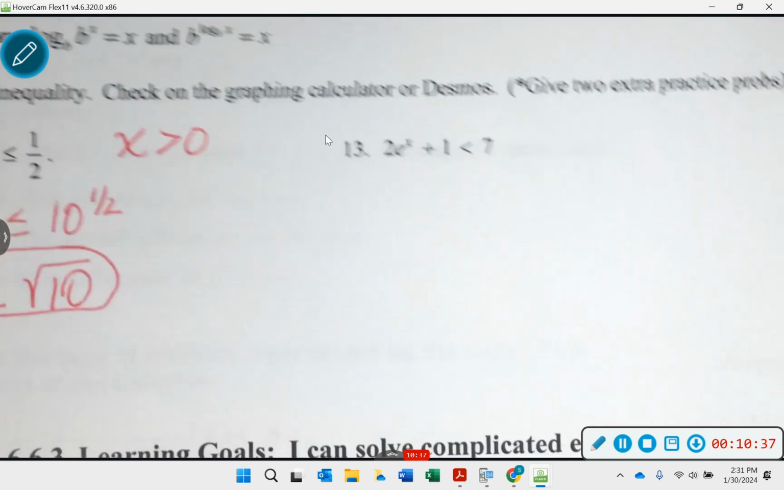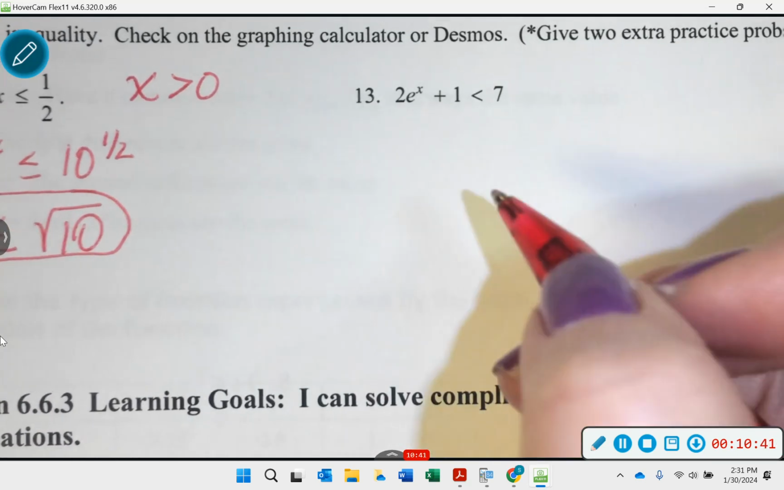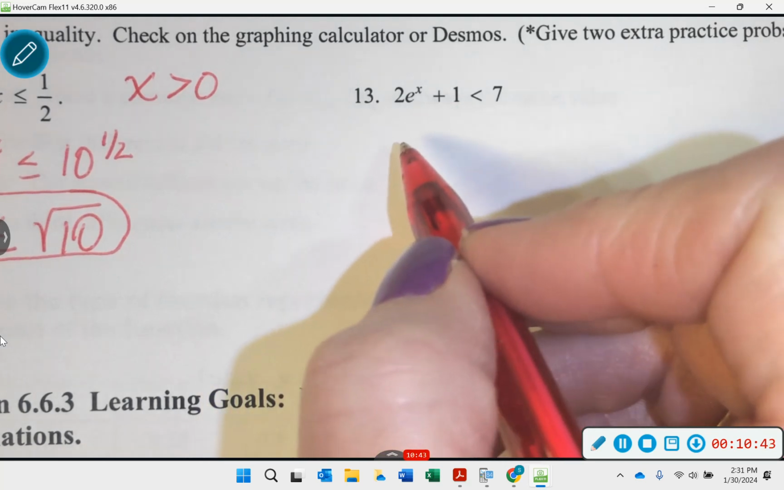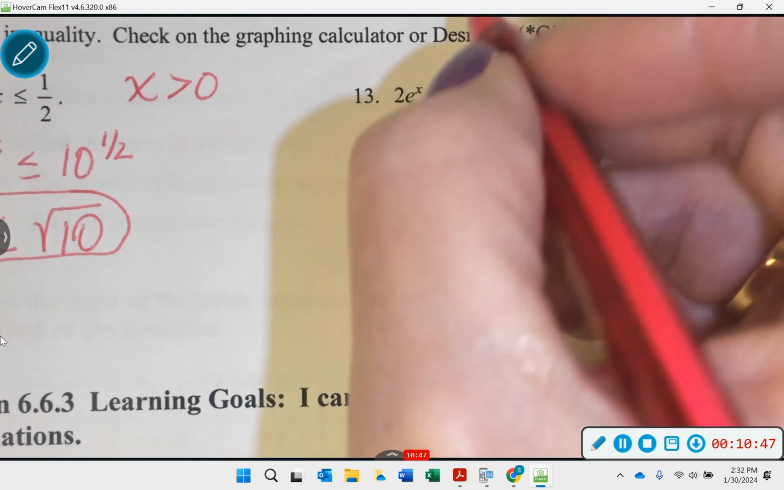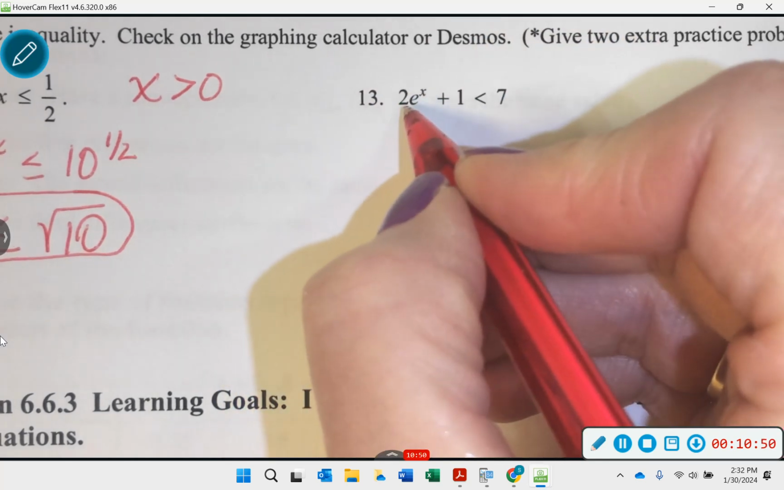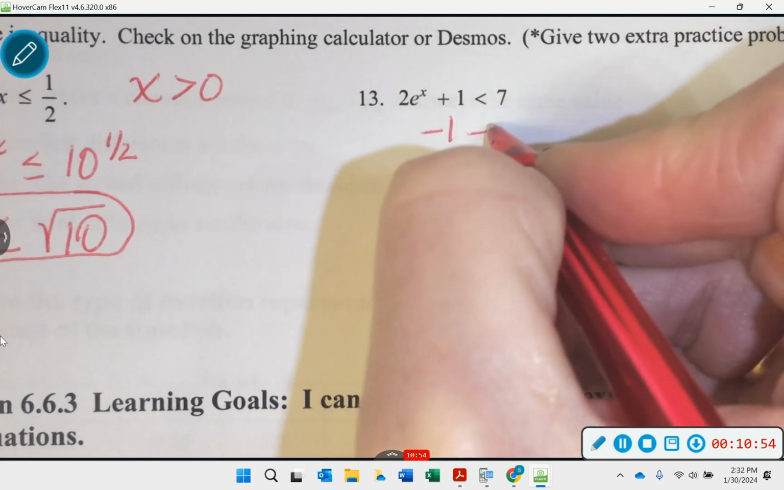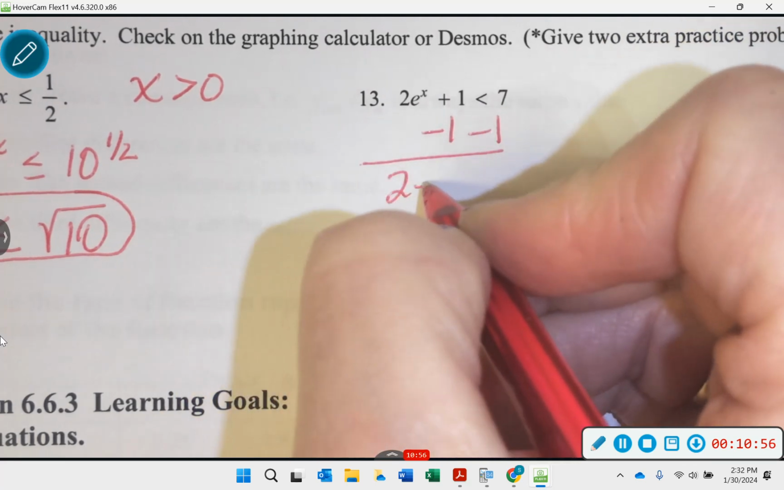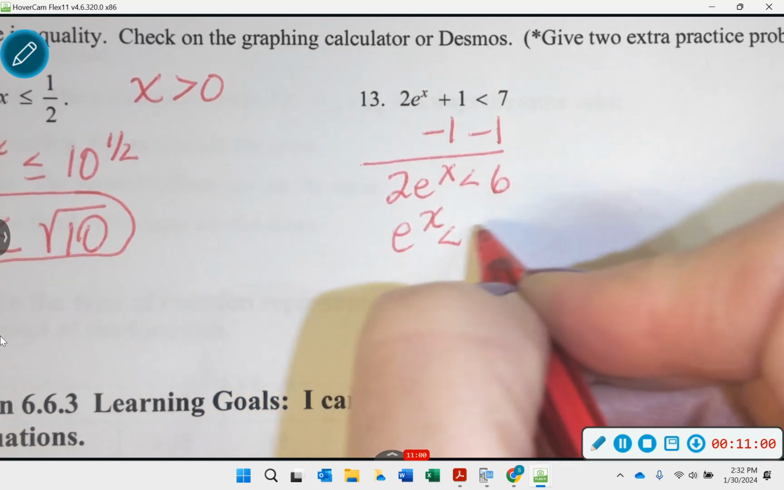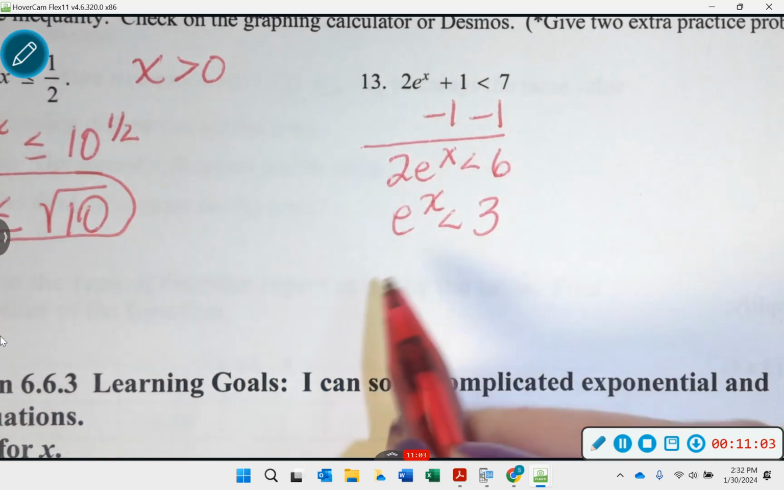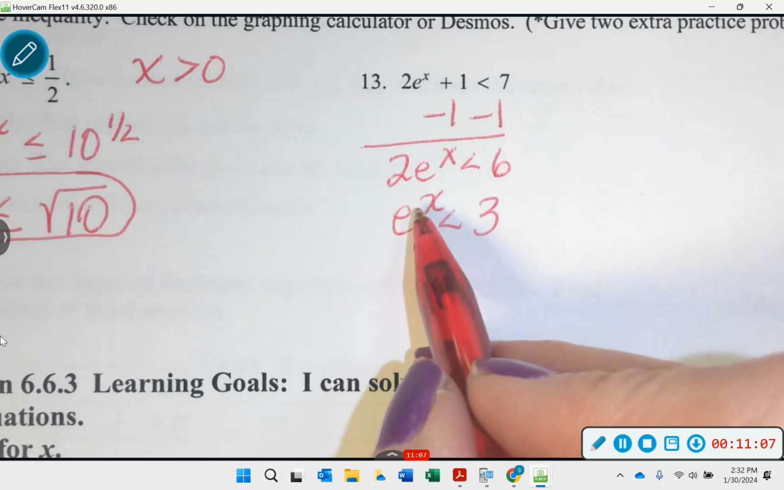Looking at number 13, what kind of function are we starting with, a log or an exponential? Exponential. Do I have domain restrictions on an exponential? Nope. So we're going to just solve this. I have to isolate the exponential part. So I'm going to go ahead and subtract 1, divide by 2. And now I have this down to just the base with the exponent.